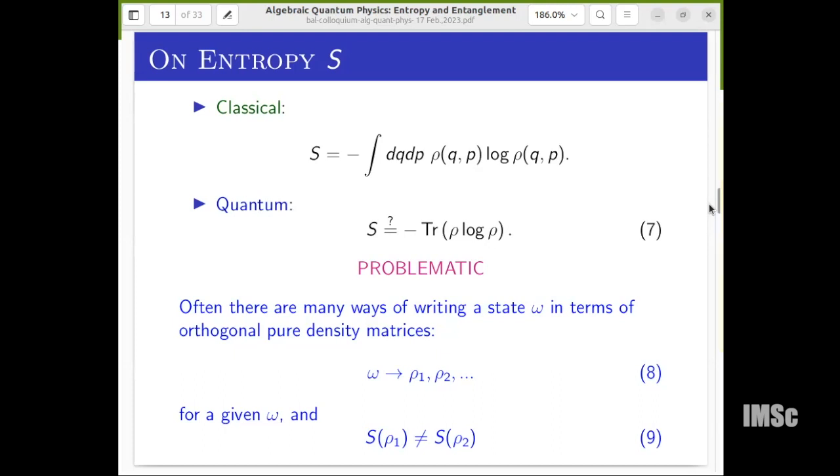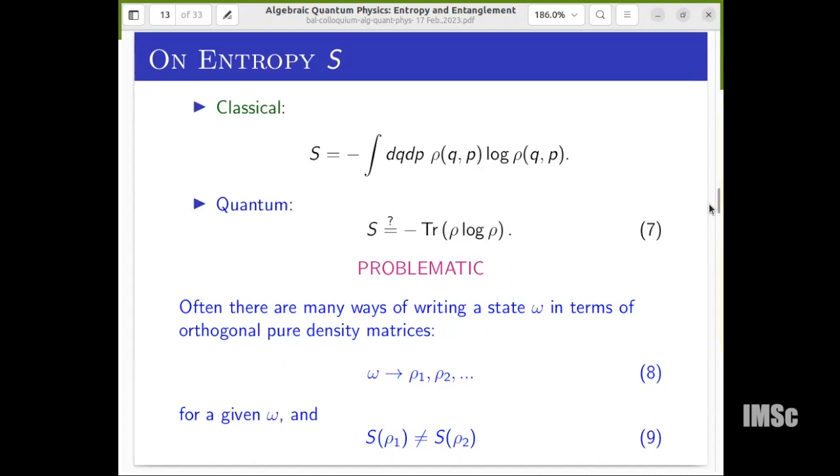There may be many rows. We have already seen that there are many wave functions given the same row. But who told me that there is only one row which will be the same state? Suppose I have many states, many rows, all of which have the same trace on my algebra. Are these entropies going to be the same? And are there cases where there are many rows?